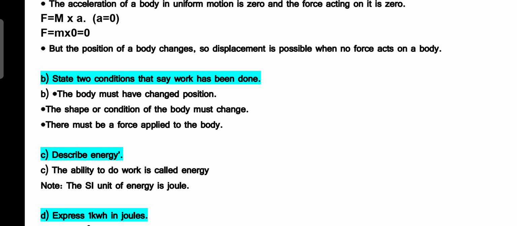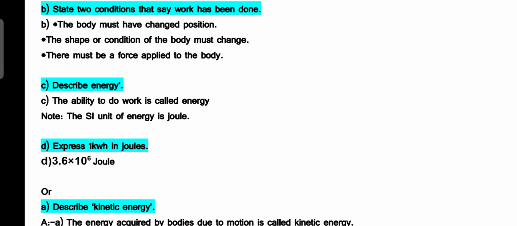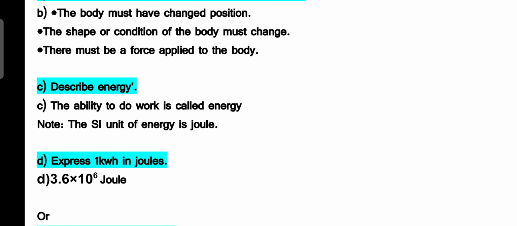State two conditions that say work has been done. If the body undergoes a change in the position, then the work has been done. If the shape and condition of the body changes, then also we say that work is done. And even if the force is applied on the body, then also we say that the body has experienced some work.